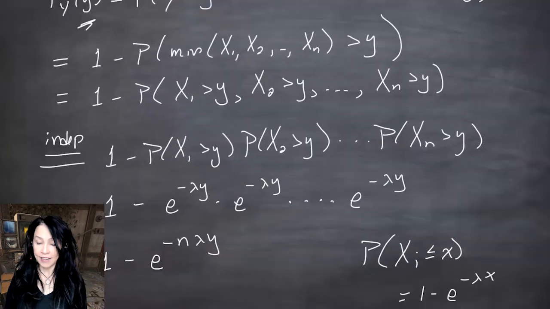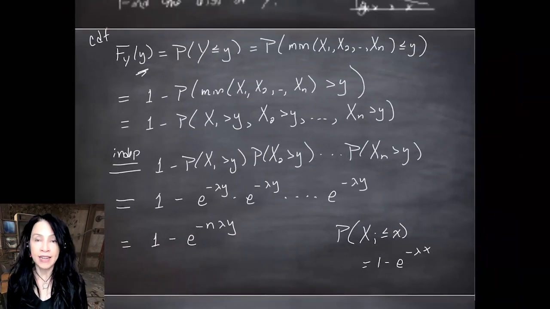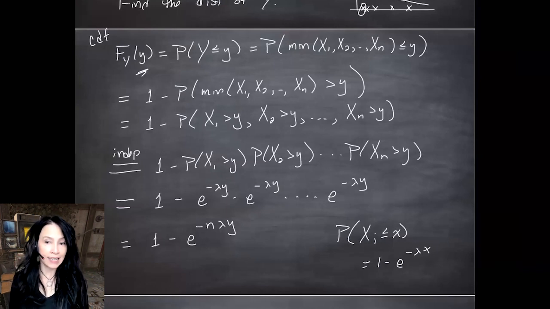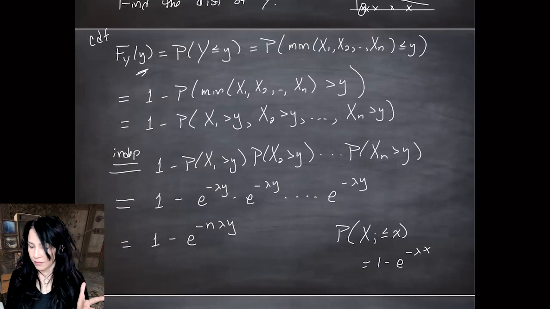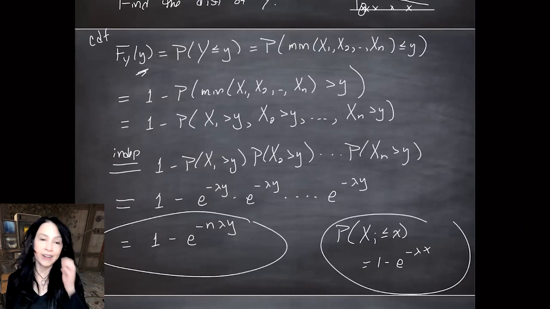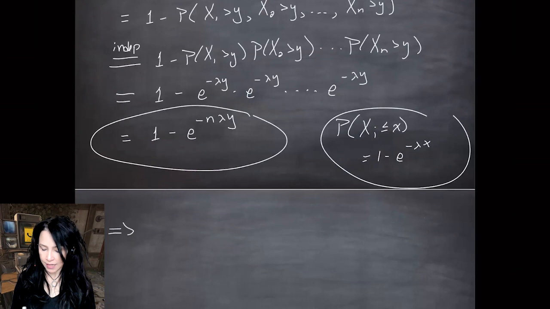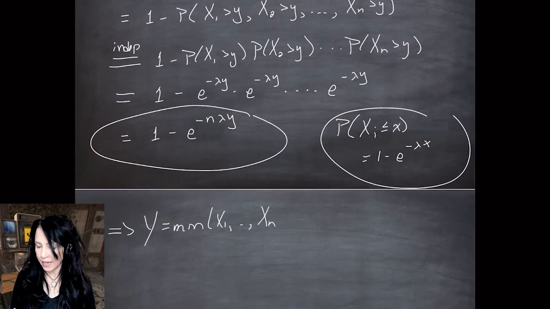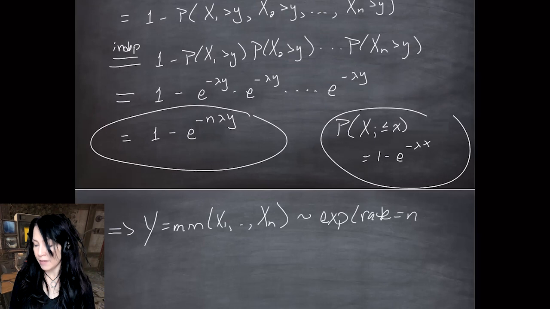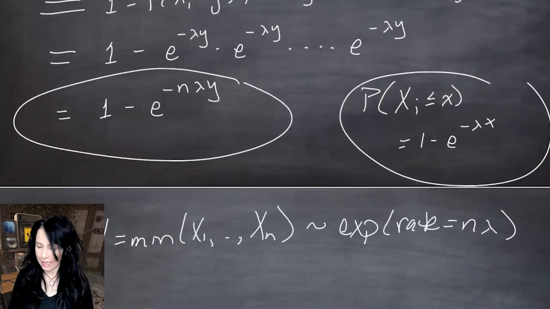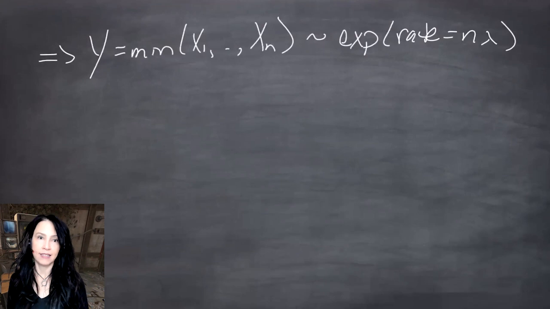This is the CDF of the minimum of n IID exponentials with some rate lambda. And what is this a CDF of? We're seeing it right here. It looks like the same CDF, except the lambda has been replaced with n times lambda. And that means that this y, this minimum of x1 through xn, is actually exponential with rate n lambda. And that's the end of claim 2.